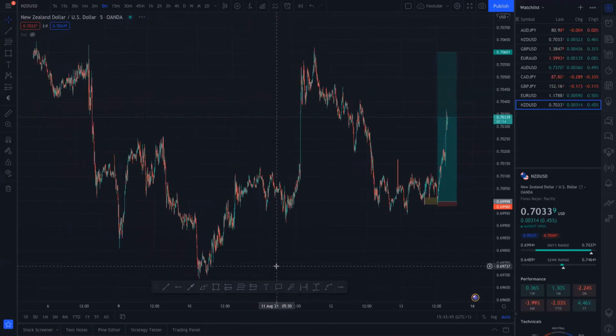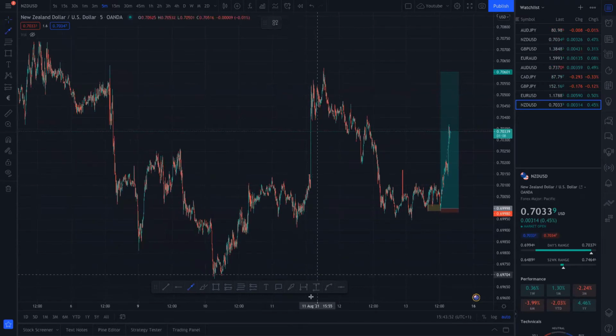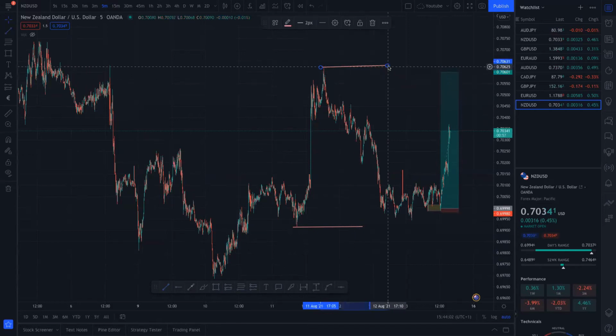So what do you mean by discounted or premium pricing? Let's say, for example, you identified a trading range. The trading range is, let's say, from this low to this high. So this is our trading range. We are looking to buy from this range.